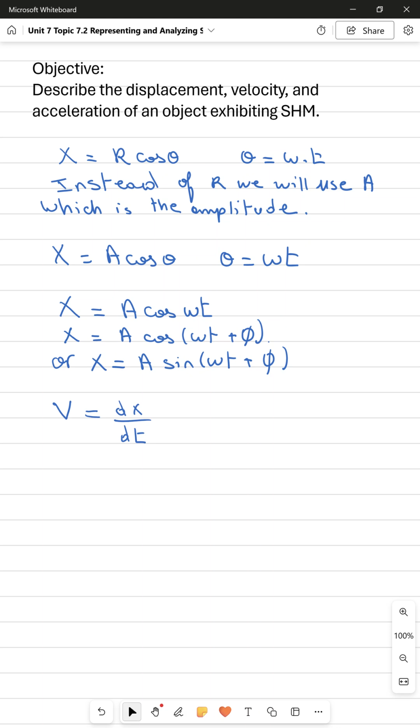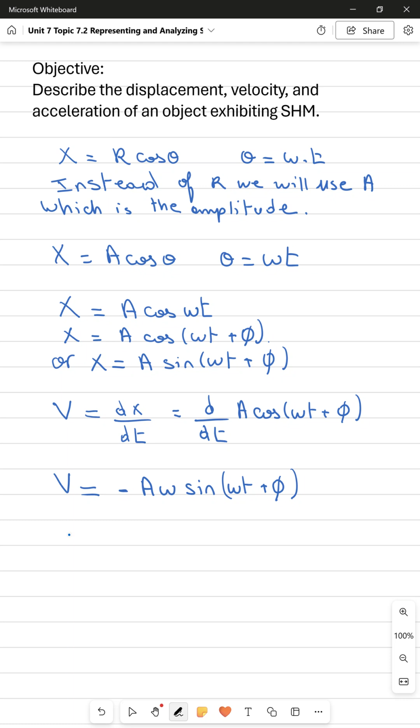Now, if I want to find the velocity, we know that v equals dx by dt, so we need to do the derivative. So v equals d by dt of a cosine omega t plus phi. Remember that the derivative of cosine is minus sine. So v will be equal to minus a omega sine of omega t plus phi. If you remember, we said that velocity is going to be in the opposite direction of the displacement, which is why we have the minus sign.